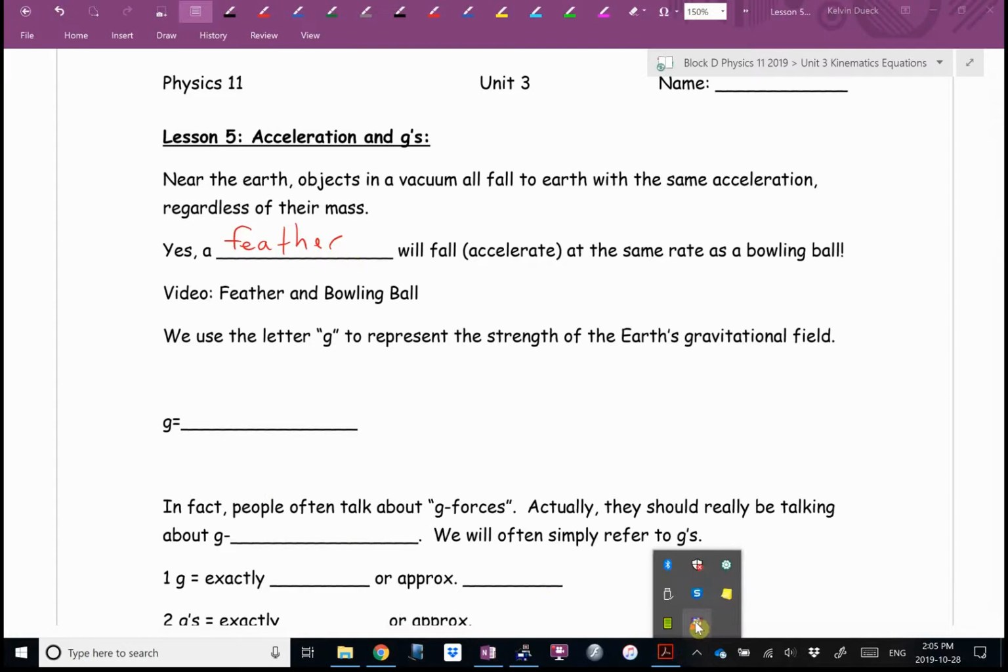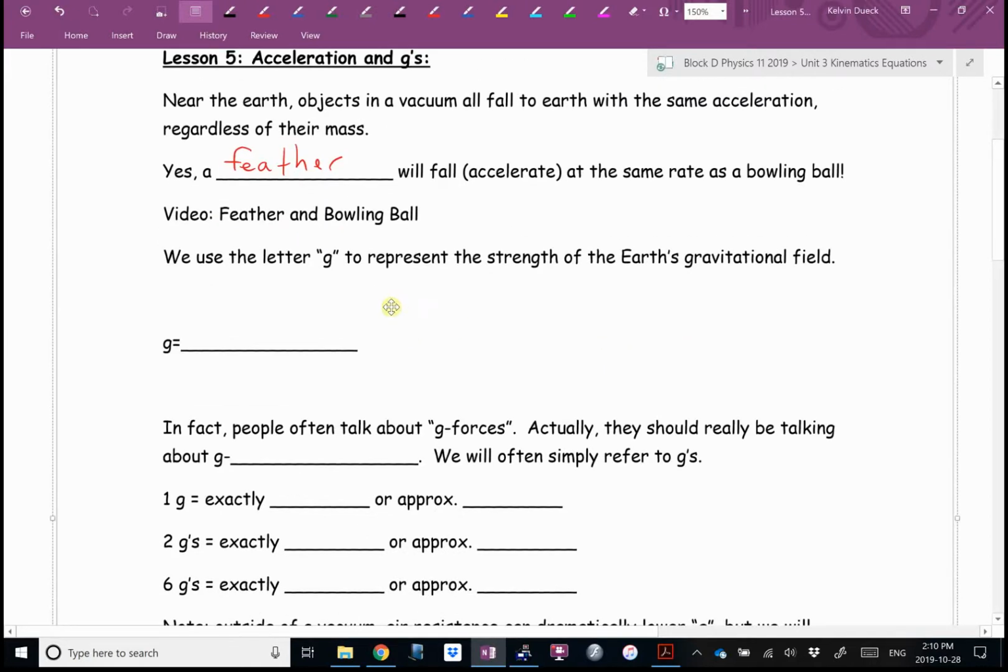Put your pencils down, look up. Pick your pencils up. So the first thing I want you to realize is mass has no effect on how fast an object will fall. All that is affecting how fast an object will fall is the strength of the Earth's gravitational field. It's tugging on all objects, making them accelerate. We use a lowercase letter g to represent this gravitational field, g for gravity. And how big is it?